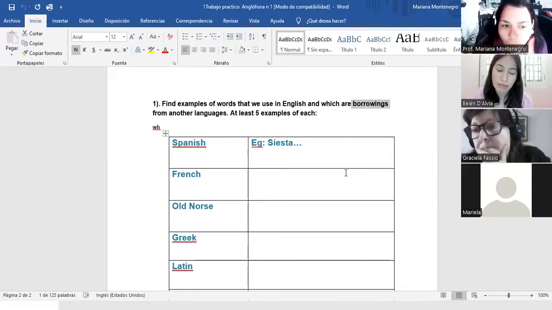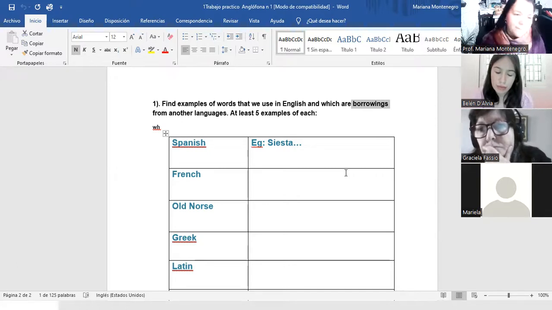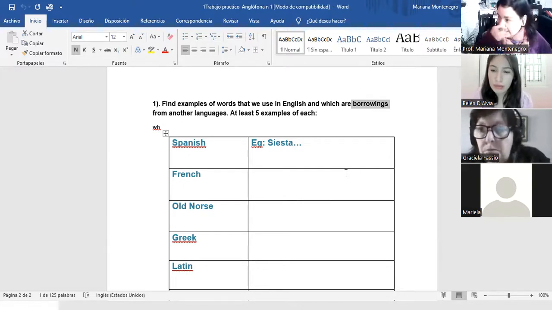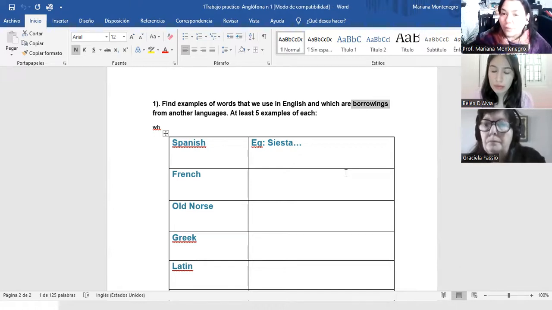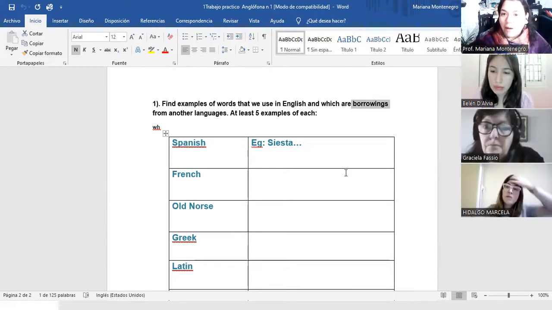From French, from Old Norse, from Greek, especially all the words that start with PH are from Greek origin, like philosophy, yes, like phobia, and also from Latin, yes. In fact, those words that are friendly to us, that we find familiar, it is because they come from Latin, you know, because Spanish comes from Latin, and also has its origins in Vulgar Latin.